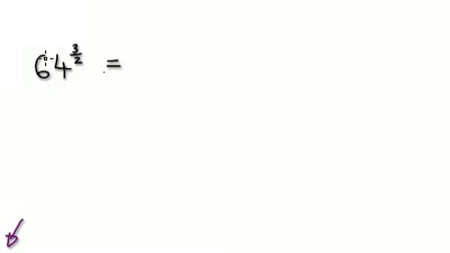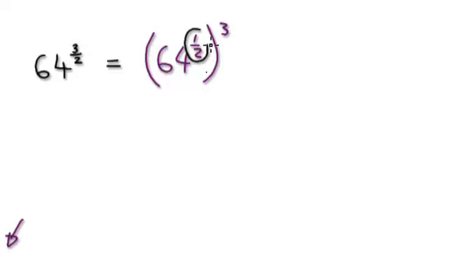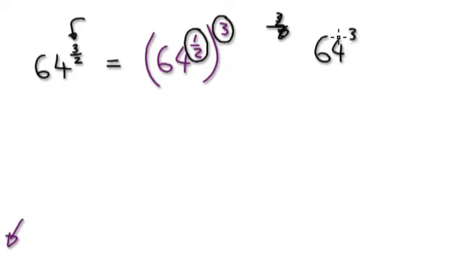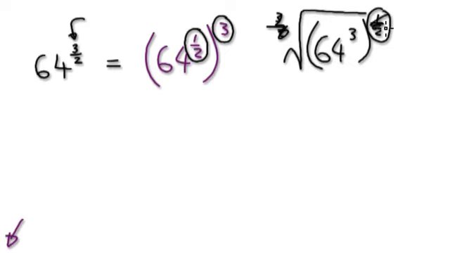Okay. So let's visualize this as 64 to the power of a half, and then to the power of 3. Because if we write it like this, ultimately we're going to get this times this. That would be 3 over 2, which is the same as this here. You could, by the way, visualize it as 64 to the power of 3, and then square root the whole thing. But from experience, this method here is better.